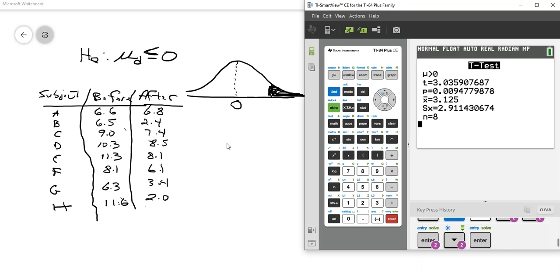Okay, so let's look at the results. We've got t is 3.035 and p is 0.0094. Here's my sample mean. So of the differences, the values that are in L3, that's the average difference. This is the standard deviation. And then my sample size.